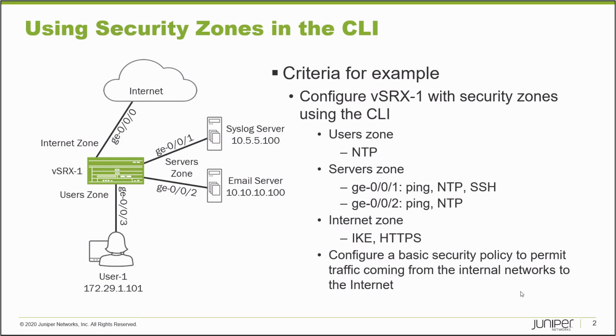Then in the internet zone, we need to enable IKE and HTTPS for host inbound traffic. That might be a scenario where you're using something like the Pulse client for remote access VPN. Because if you do that, you do need to enable IKE and HTTPS in the zone to have the Pulse VPN work correctly for remote VPN access.